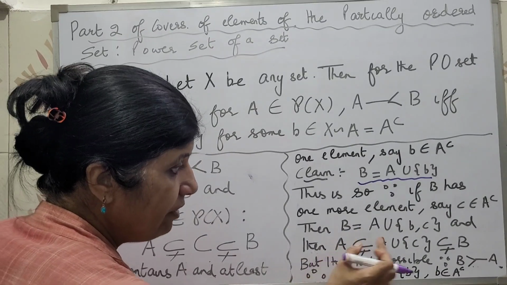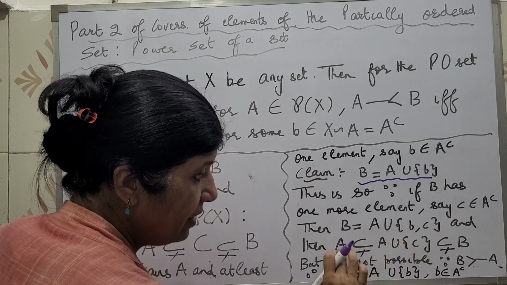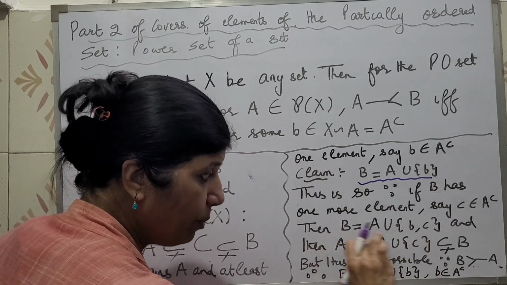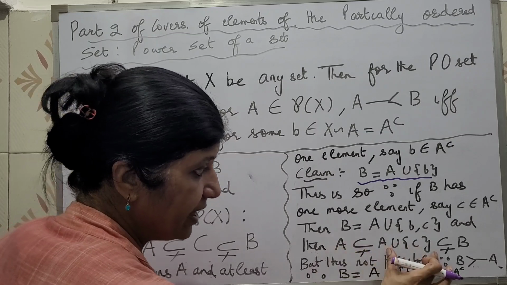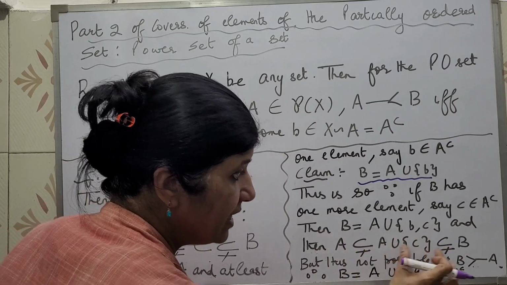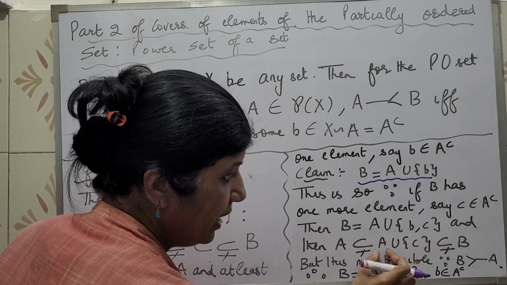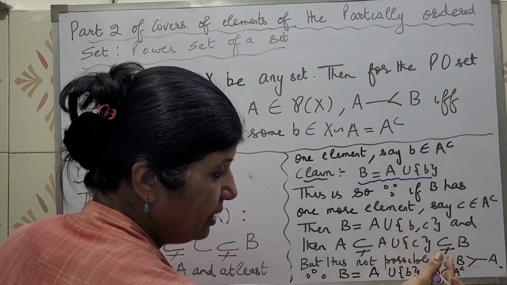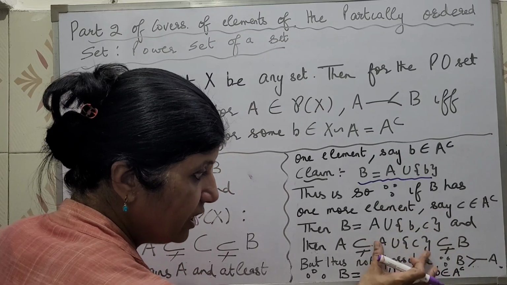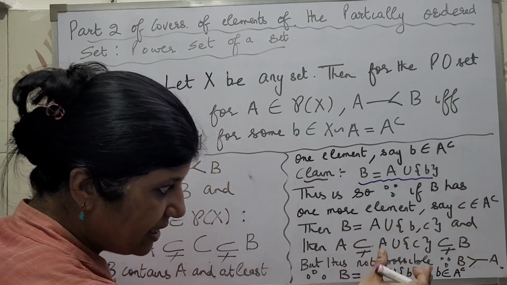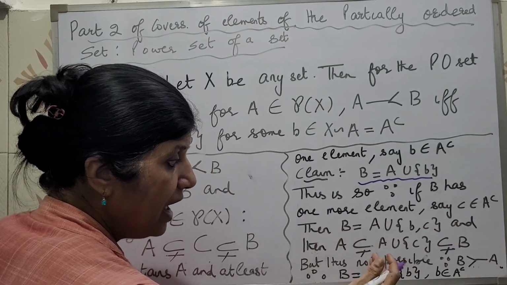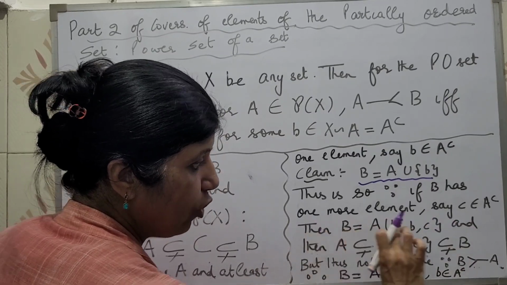In that case A will be contained in this A union {b, c}, and of course A is properly contained, they are not equal, and also this set is contained in B, because A is contained in B and this B has b, c. It has something more than this set, and so this element lies between A and B, and these are all proper relations.